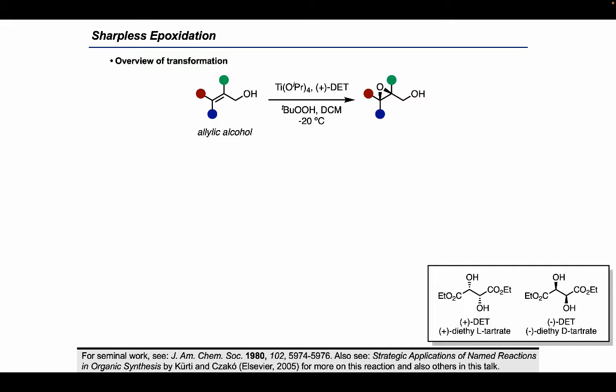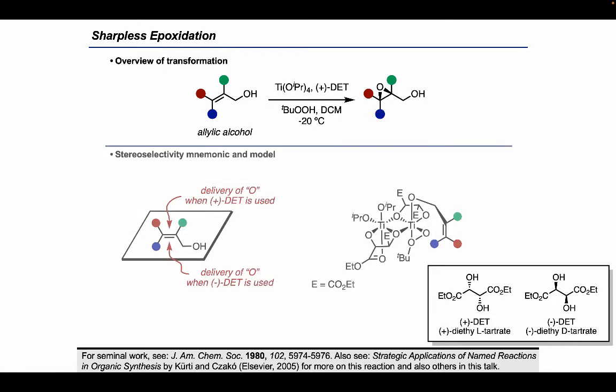One of the things that makes this such an impactful methodology is that everything above and below the arrow is commercial, and this is something that is not so common even today in the field of asymmetric catalysis. There's a useful memory mnemonic for this reaction shown here. When the allylic alcohol is drawn as shown, with the alcohol substituent in the southeast, using plus diethyl tartrate results in epoxidation from the top face, whereas using minus diethyl tartrate results in epoxidation from the bottom face.